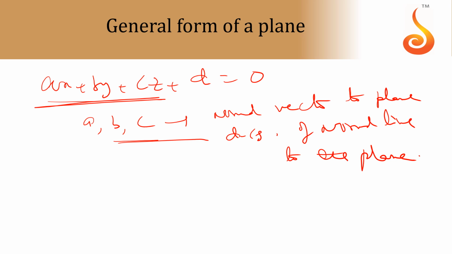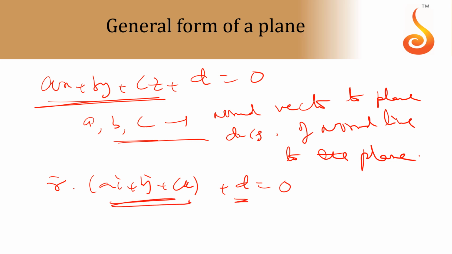So this is the general form of a plane. You can convert this into r bar dot AI plus bj plus ck plus d equal to 0. So if you make this unit vector and send this constant that side and put modulus for that, it will be the perpendicular distance from origin. This plane equation you can convert into normal forms also.